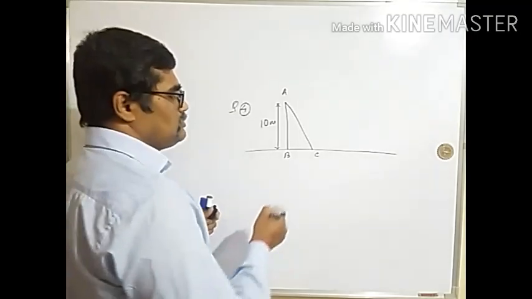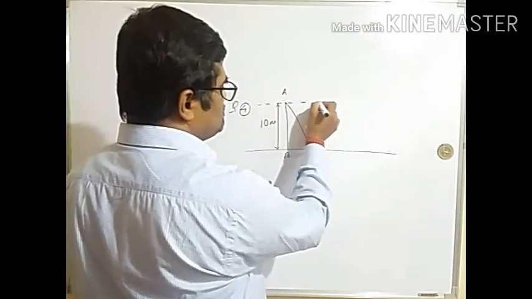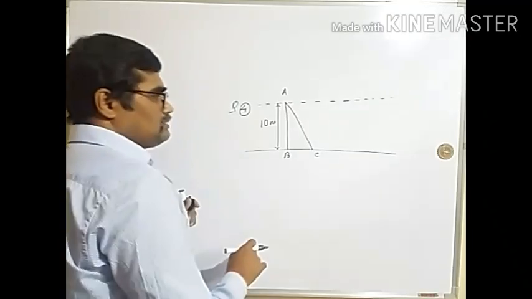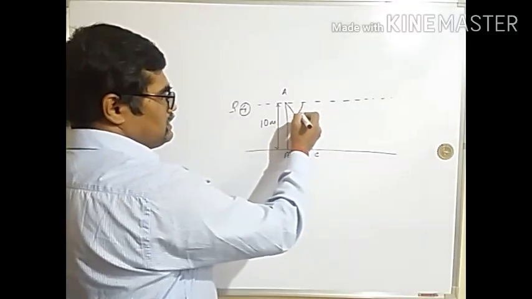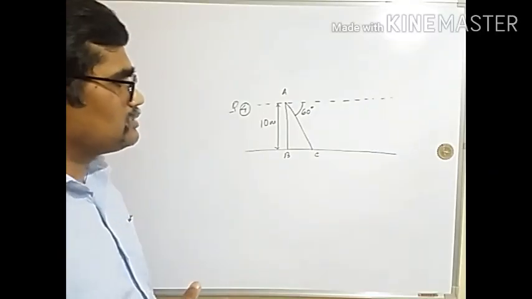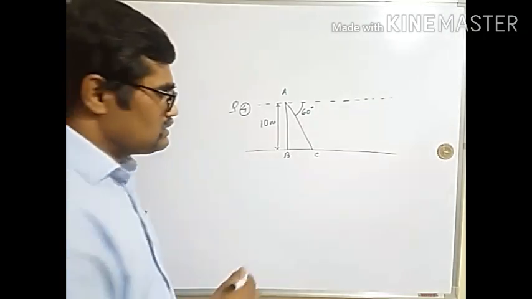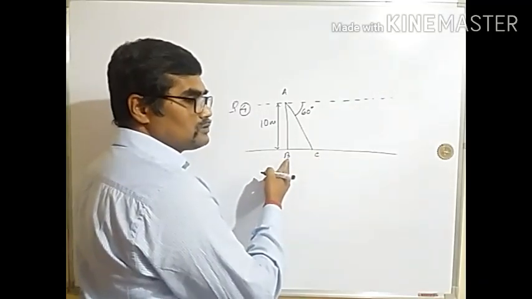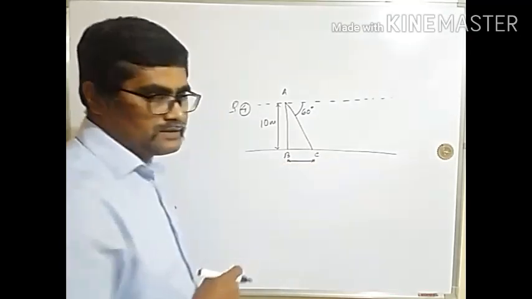So this time, before we proceed for anything, we have to make sure that there is an imaginary line drawn parallel to the horizontal through the eye of the observer. Then this angle is 60 degree. It is given to you. Angle of depression is given as 60 degree. Now my question is, at what distance this car is standing from the foot of the tower? Means we are asking you to find this particular distance.